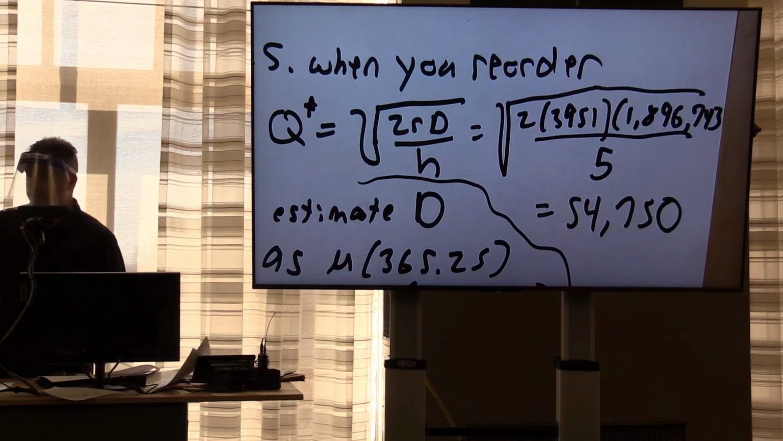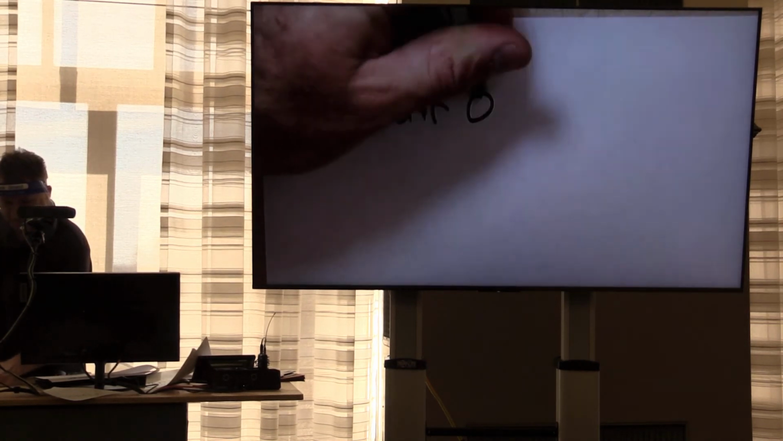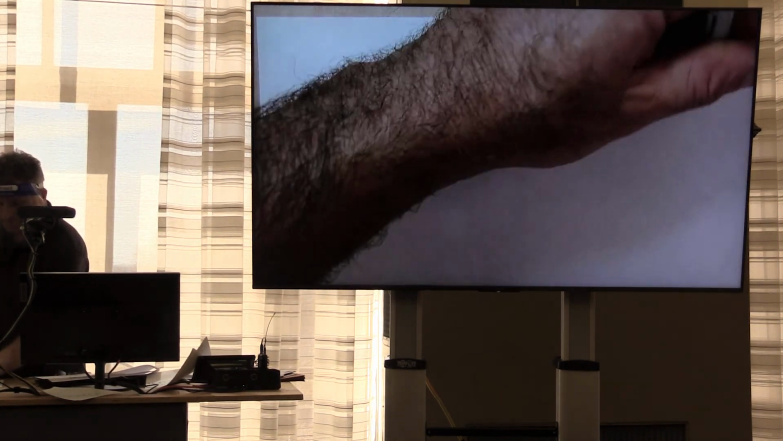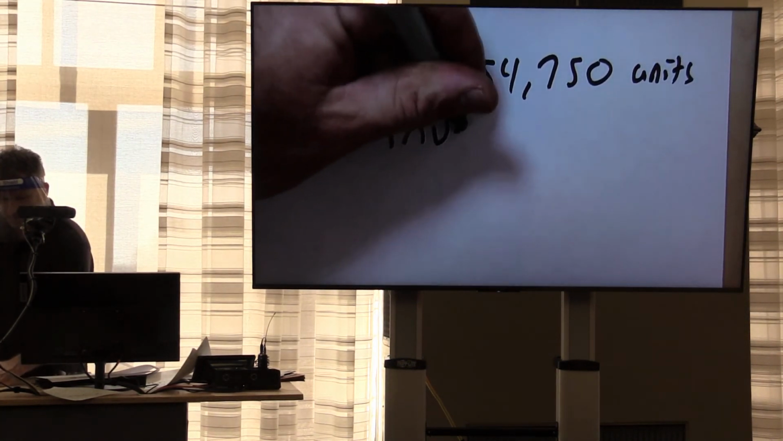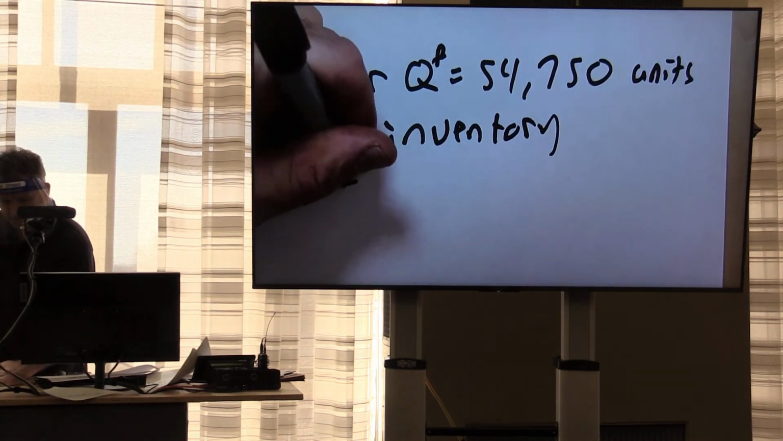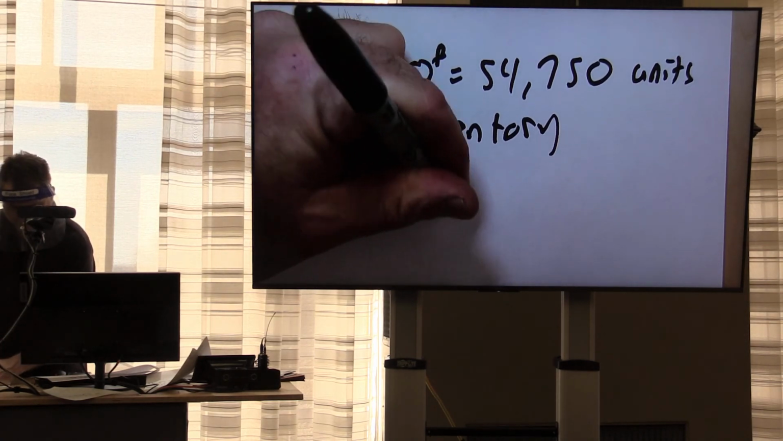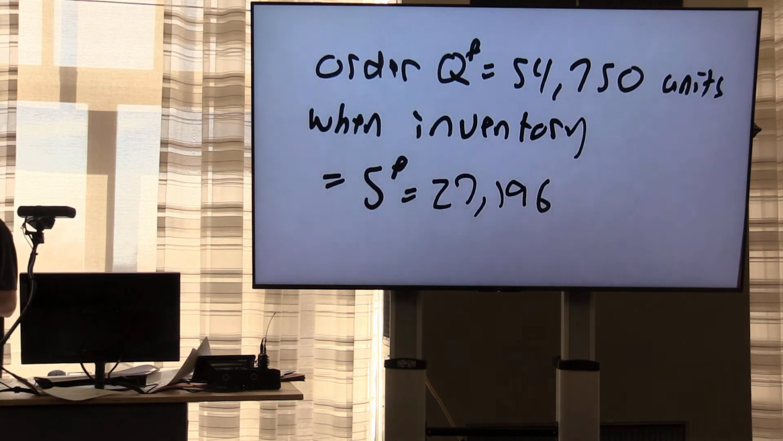Okay. So tying this all together to reiterate, we order Q star equals 54,750 units when inventory equals S star, which we said was 27,196. So that's it. That's the end thing of what we're trying to do.